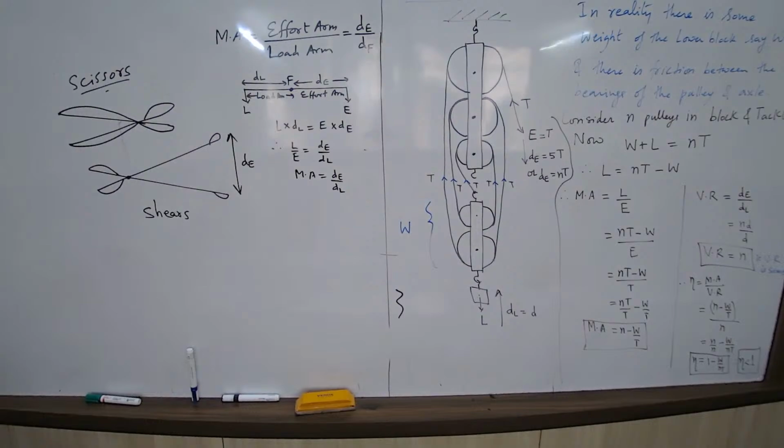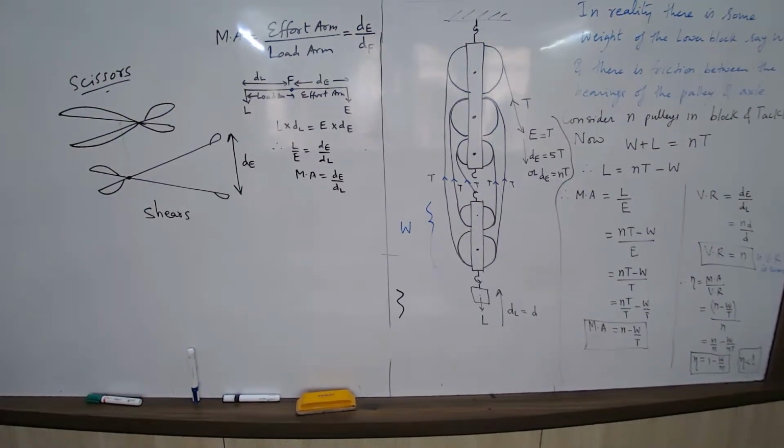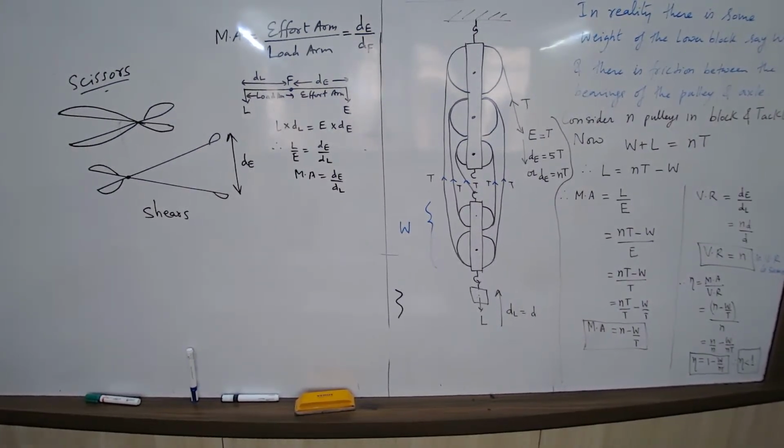Next question. Define the term efficiency of a machine. Efficiency is defined as the ratio of output to input, expressed in percentage. Output work to input work. Okay, that is one definition of efficiency.